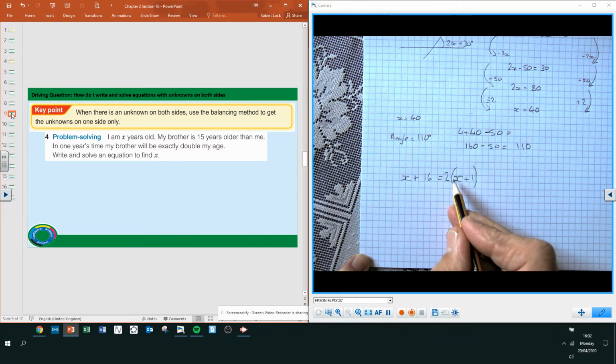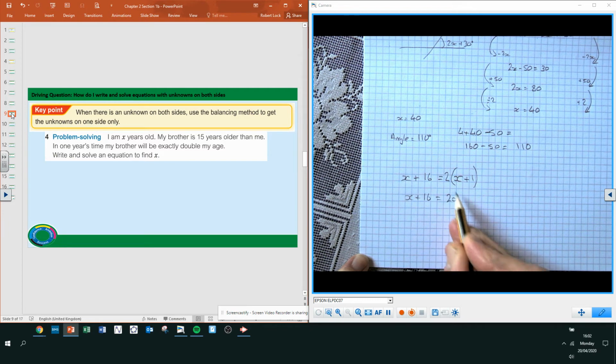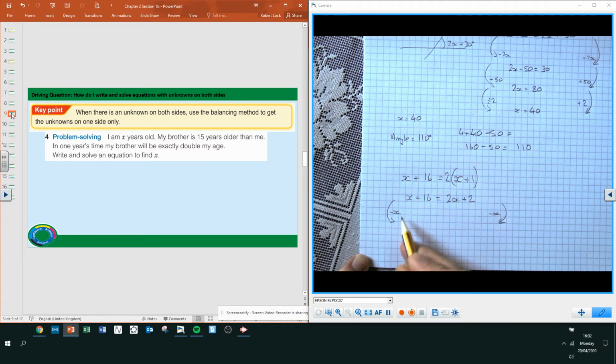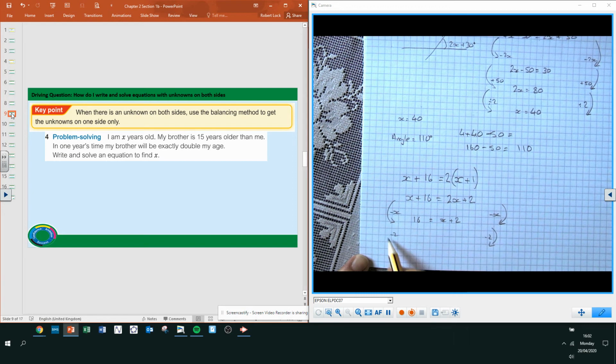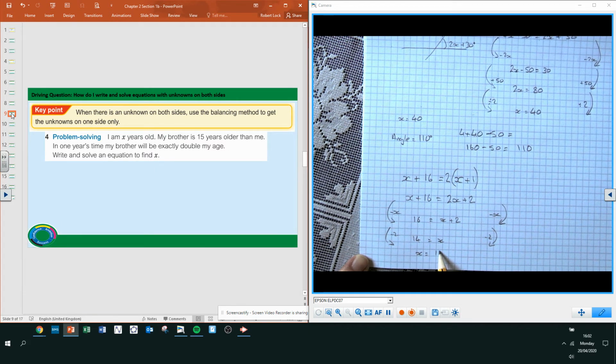Solving it, multiply out the bracket here, so x plus 16 equals 2x. 2 times 1 is 2, so it's plus 2. So 2x plus 2. Take the smaller number from the bigger number, minus x both sides. 16 equals x plus 2. Take away 2 on both sides. So 16 take away 2 is 14 equals x. So x equals 14.